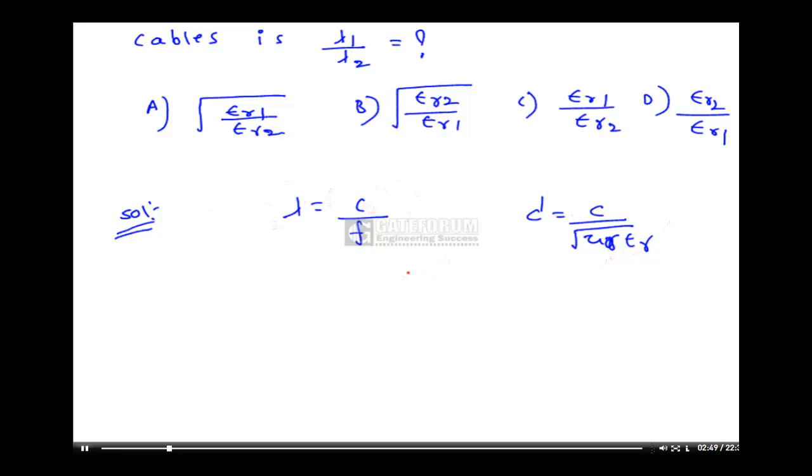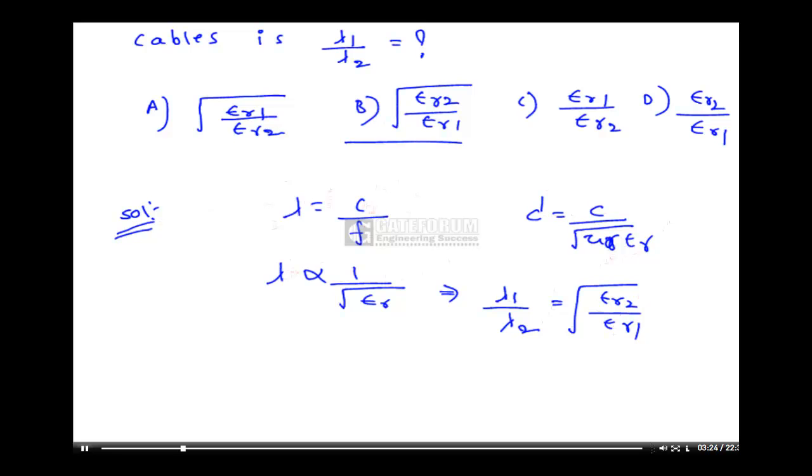So for this wavelength lambda, here it is given epsilon r1 and epsilon r2 only. Mu r is not given, so we assume it as 1 if it is not mentioned. So lambda is inversely proportional to square root of epsilon r, which is nothing but lambda 1 by lambda 2 is square root of epsilon r2 by epsilon r1. So option B is the correct one for this problem.